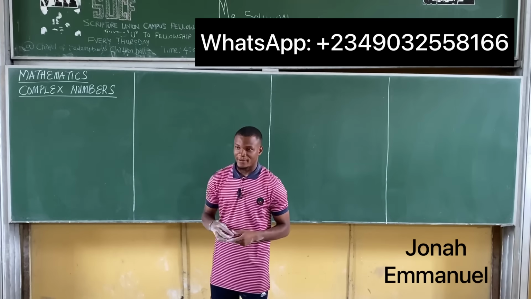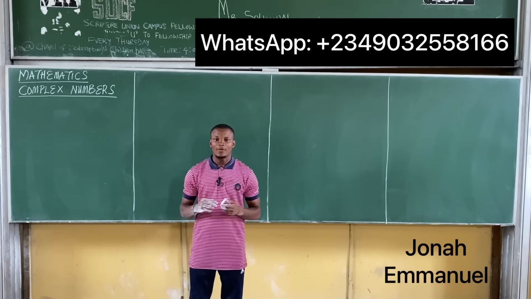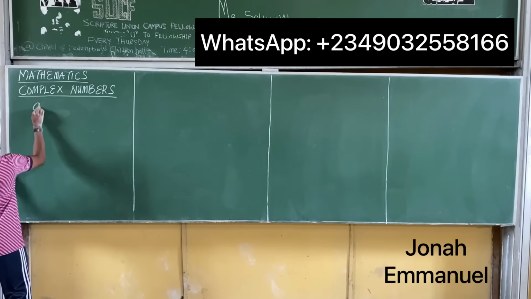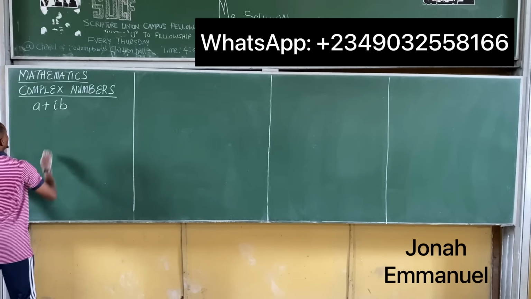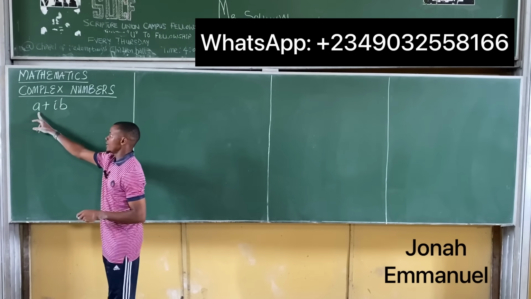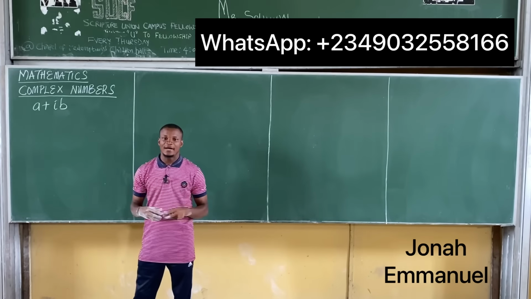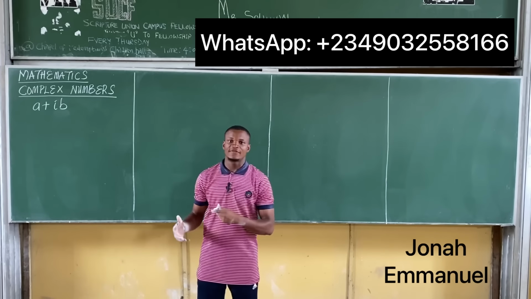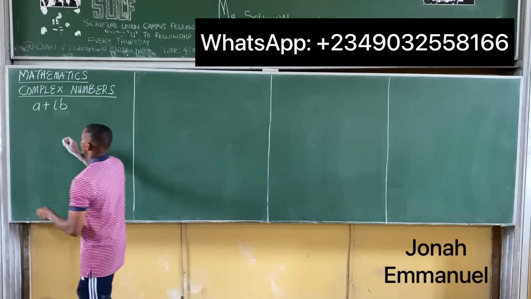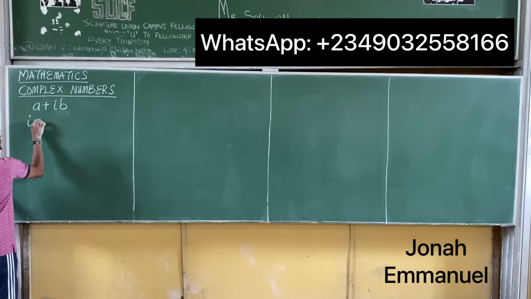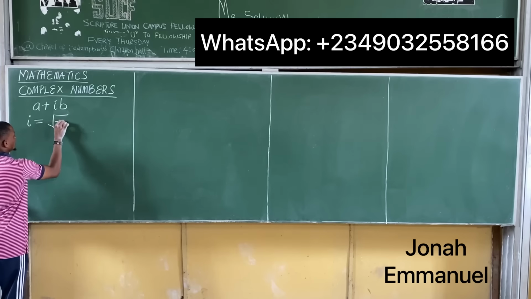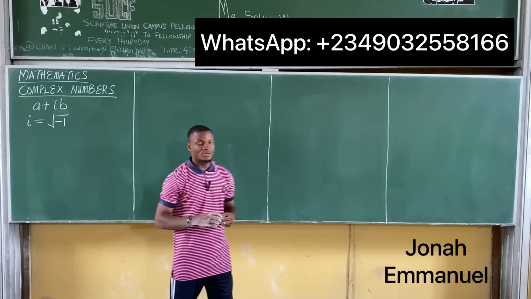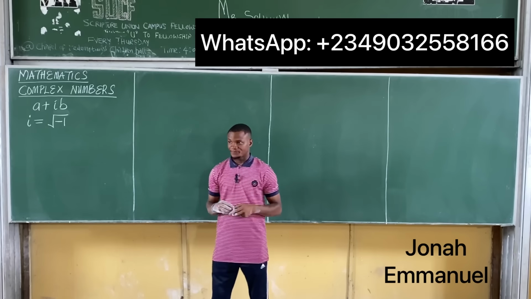What's a complex number? By definition, a complex number is simply any number in the form a plus ib, where a and b are real numbers. By real numbers, we mean either positive or negative numbers, and the value of i is equal to the square root of minus 1. All right, so any number in the form a plus ib is called a complex number.